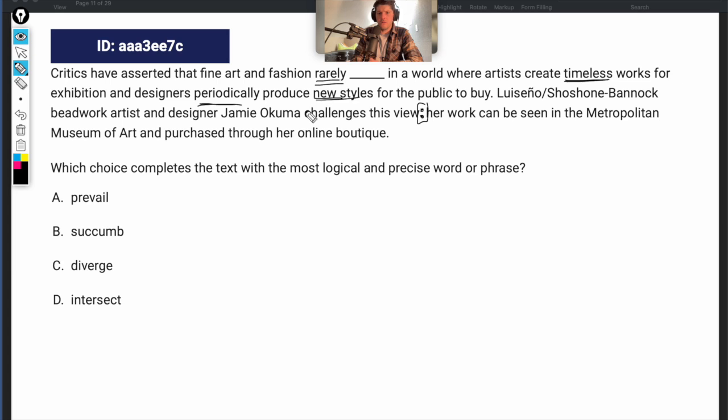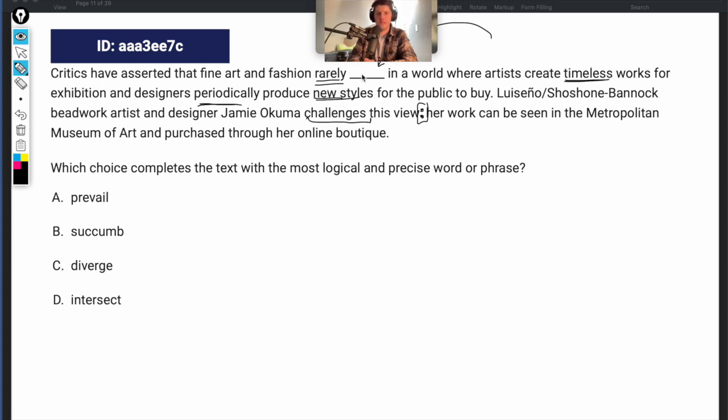Luis Sueño, Shoshone Bannock. They always pick some names that are challenging for a basic dude like me. This person challenges this view. Okay, so this is really the key. This view is going to show something like the opposite of what goes in the blank here. Her work can be seen at the Met and purchased through her online boutique. Okay, so this is the opposite of what we're looking for here.